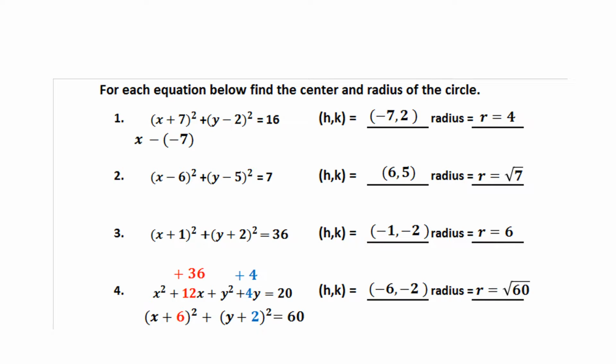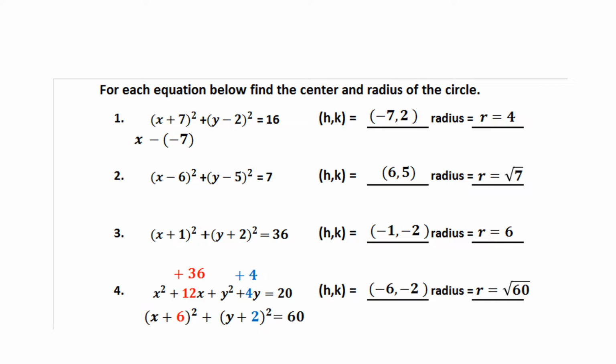Here we have 4 equations involving circles. We're to identify the center and the radius. In our first one, we have (x plus 7) squared, and we're looking for x minus a number. Now we can write x plus 7 as x minus a negative 7. So in the (h, k), h is negative 7. y minus what number? 2. It's already given to us. And what positive number do you square to get 16? That would be 4. So we're finished with that one.